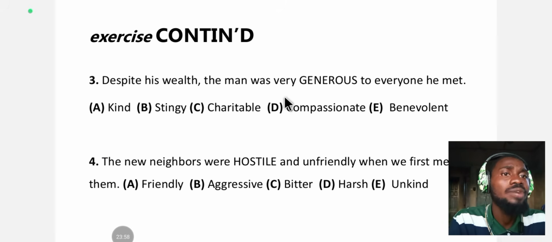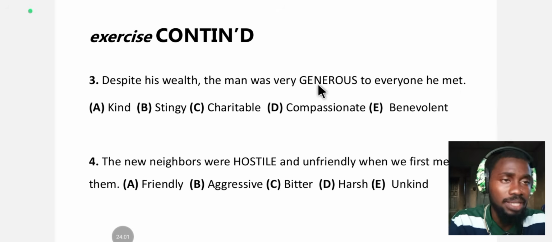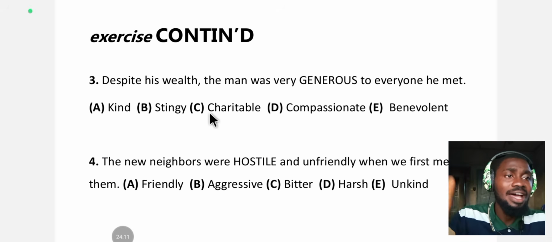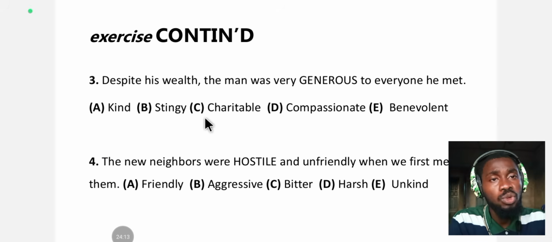Despite his wealth, the man was very stingy to everyone he met. This or that, either this or that. All right, both of them are farther away from each other. Both of them are opposite in meaning.